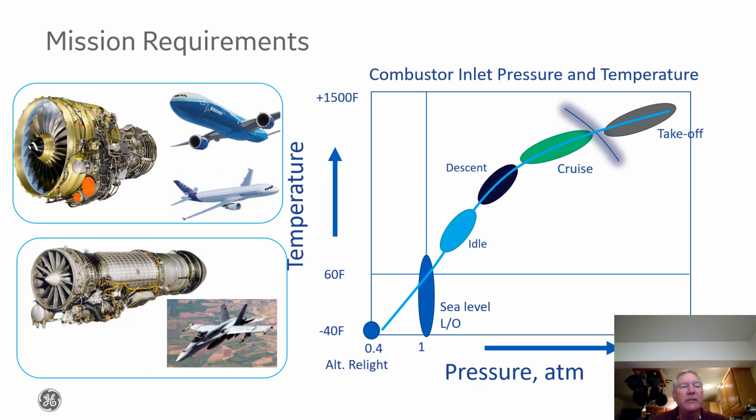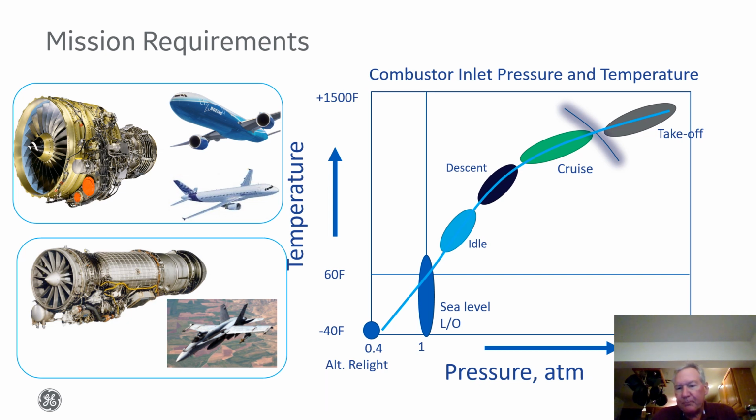As we accelerate the engine for takeoff or to go to max power, we can reach pressures and temperatures on the order of 60 atmospheres and nearly 1,500 degrees Fahrenheit. Then we'll back off on the throttle during cruise. Descent, we back off even more, and then landing is a low power condition.